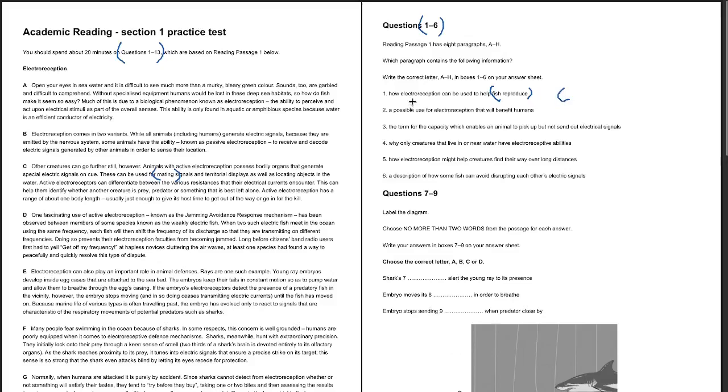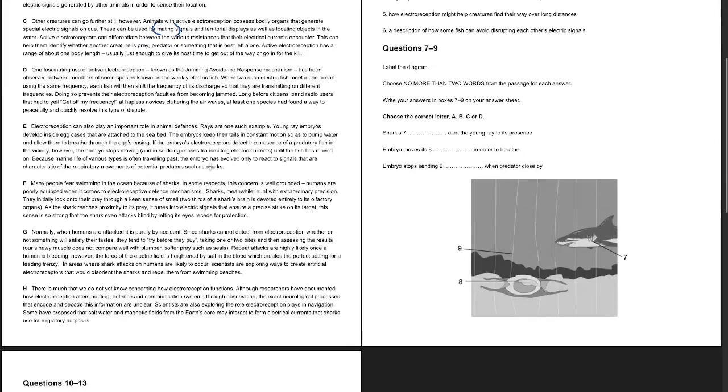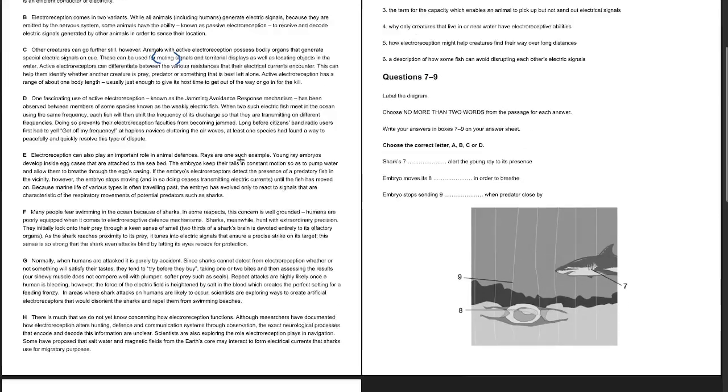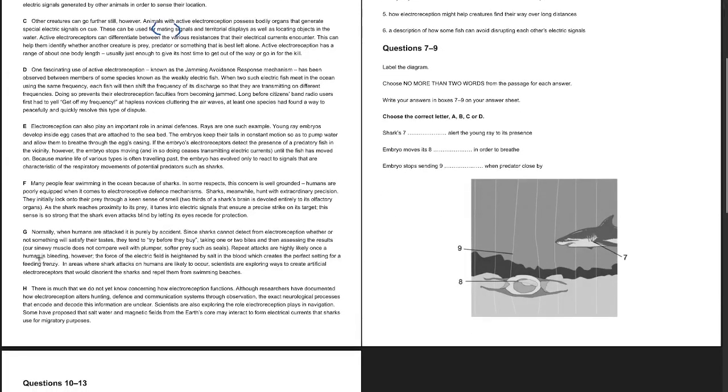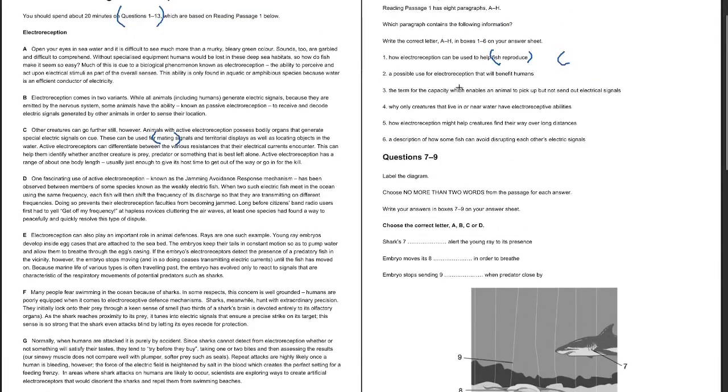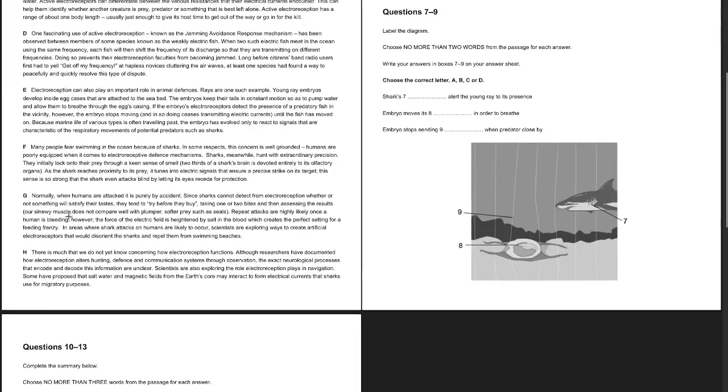Okay, so let's look at the second question. To research a possible use for electroreception that will benefit humans. So when we look at paragraph G, there's something about electroreception that will benefit humans. Let's read the paragraph again.